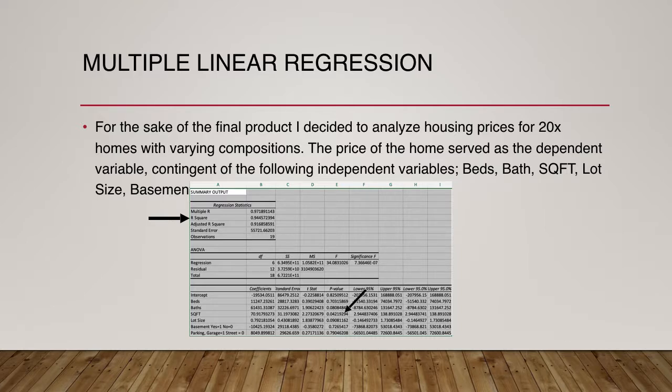So from the multiple linear regression output, several determinations can be reached. The first being that 94.4% of the variance in the dependent variable is explained by the independent variables, and that's taken from the R squared value. So therefore, theoretically, the R squared value suggests that this model is valid.